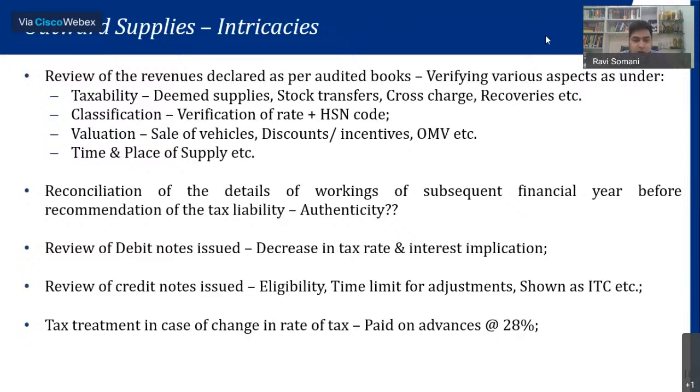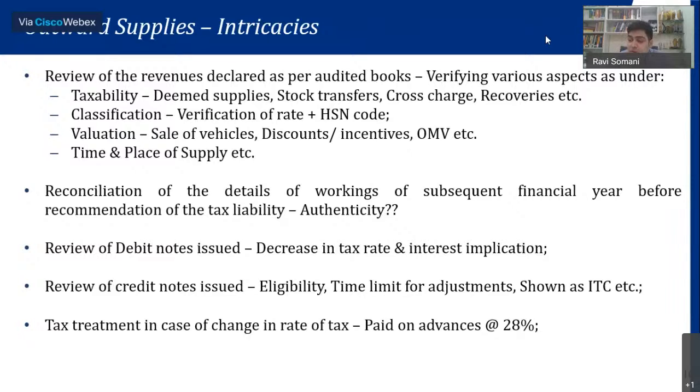Valuation. Again, as far as valuation is concerned, in certain cases, there is a clear law that it has to be valued on an open market value basis. For example, transactions with related parties. So has it really been valued accordingly? We need to at least do a sample verification of the same. There is a benefit of valuation as well.